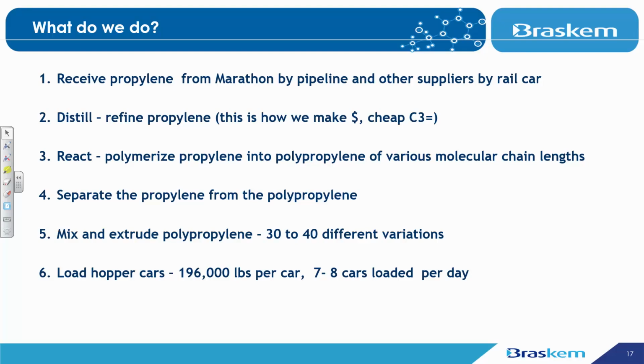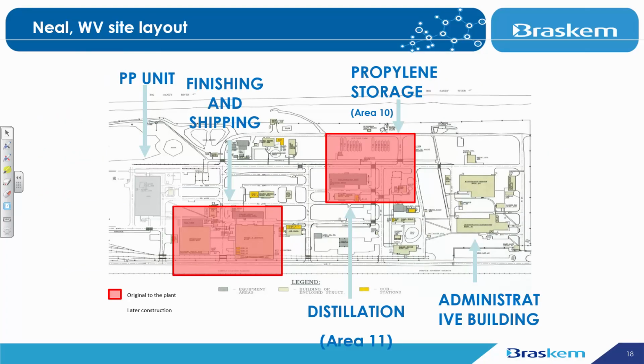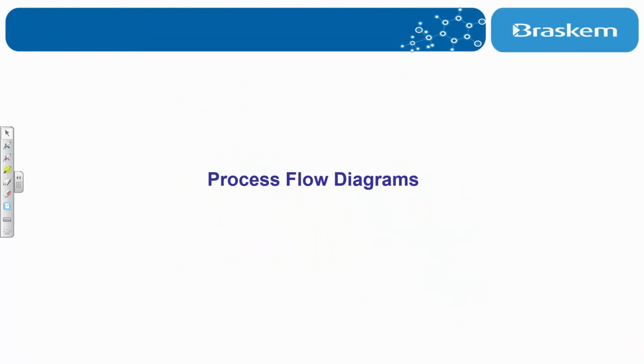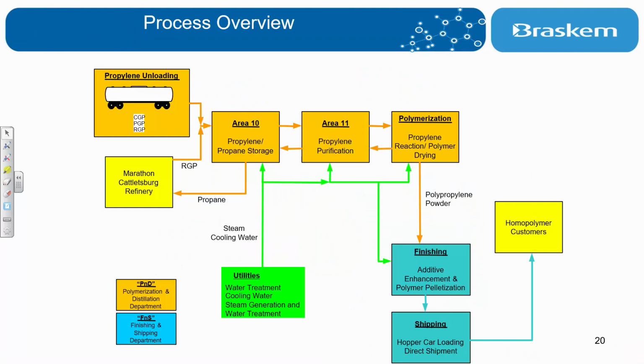Okay. You don't care about how the site's laid out. You may or may not care. Yeah. What's that? Okay, for the young man who missed my point earlier, no, that's what we make. So what do we get to make polypropylene? We get propylene. Very good. It sounds pretty easy. You just get some propylene, make polypropylene.